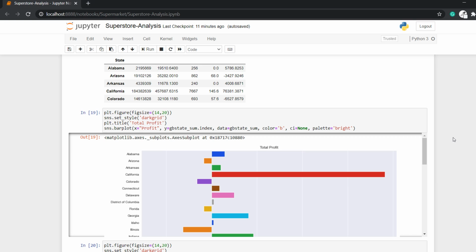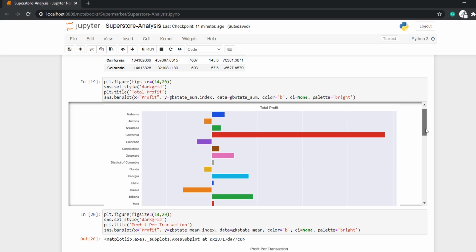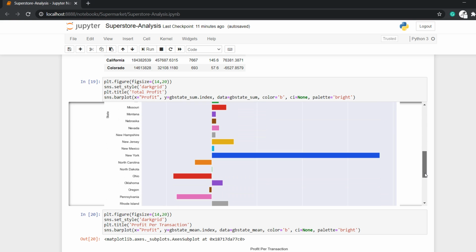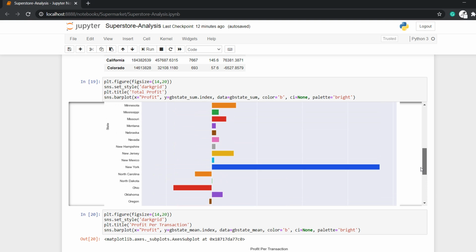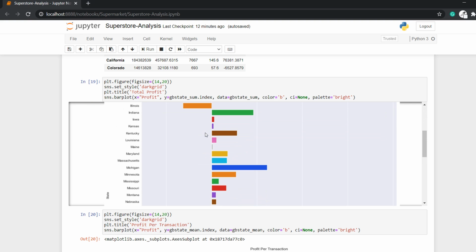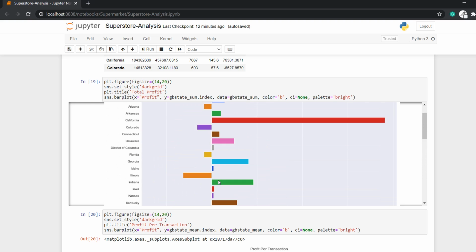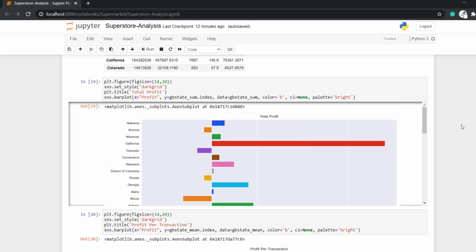Here we can see a bar plot of the total profit made by each state. So in this bar plot we can see that California and New York, these two states are standing out of all the states in terms of total profit, and there are few states that are in losses, while the other majority of the states are in average or lower profit range.